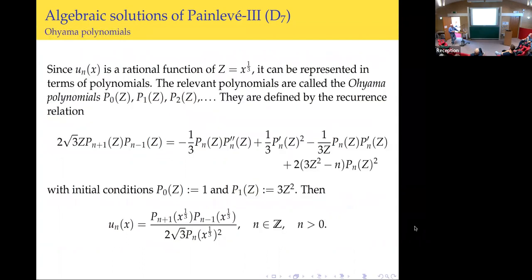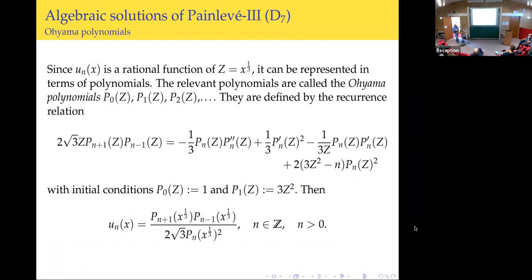So, okay, but they're close to rational, right? This function is a rational function of the combination x to the third, which we can call capital Z. Sorry, Z, and it can therefore be represented as a fraction of polynomials. It's not quite just the numerator and the denominator. You have to do some factoring, but the relevant family of polynomials are known as the Oyama polynomials. There's a sequence of them, P0, P1, and so on, and they're in fact defined by this recurrence relation here.